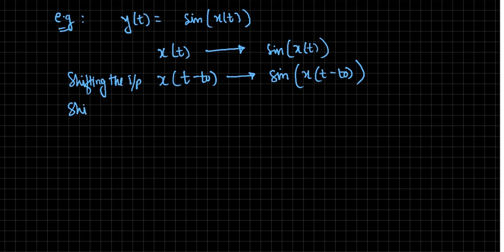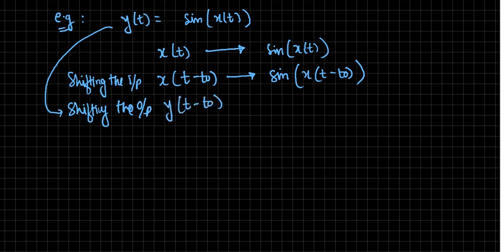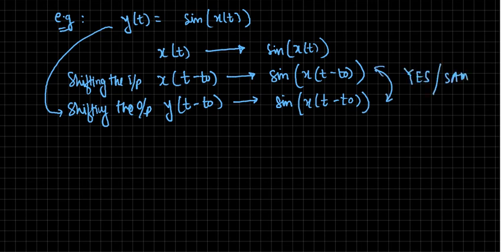Shifting the output: we have to shift y of t to y of t minus t naught. That means wherever there is t, you replace it by t minus t naught. So it will be sine x of t minus t naught. Are they the same? Yes. Same. So this is time invariant. You can try the other example.